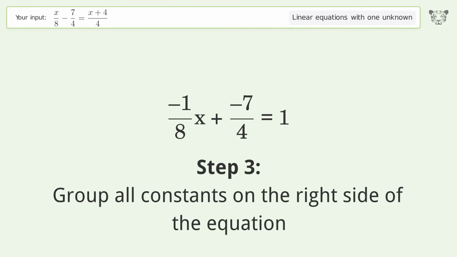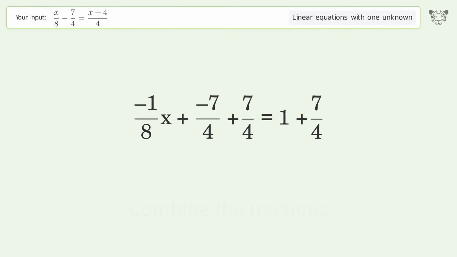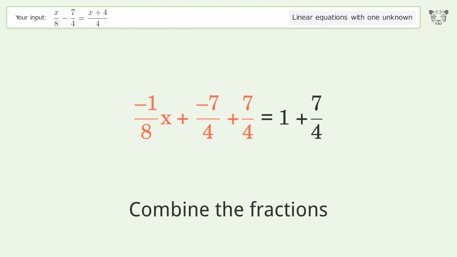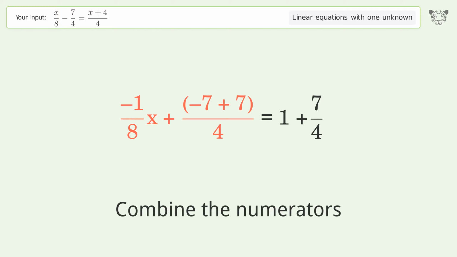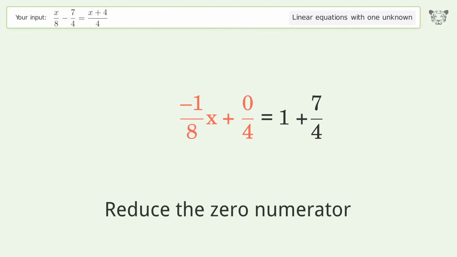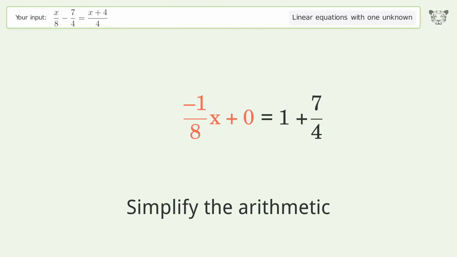Group all constants on the right side of the equation. Add 7/4 to both sides. Combine the fractions. Combine the numerators. Reduce the zero numerator. Simplify the arithmetic.